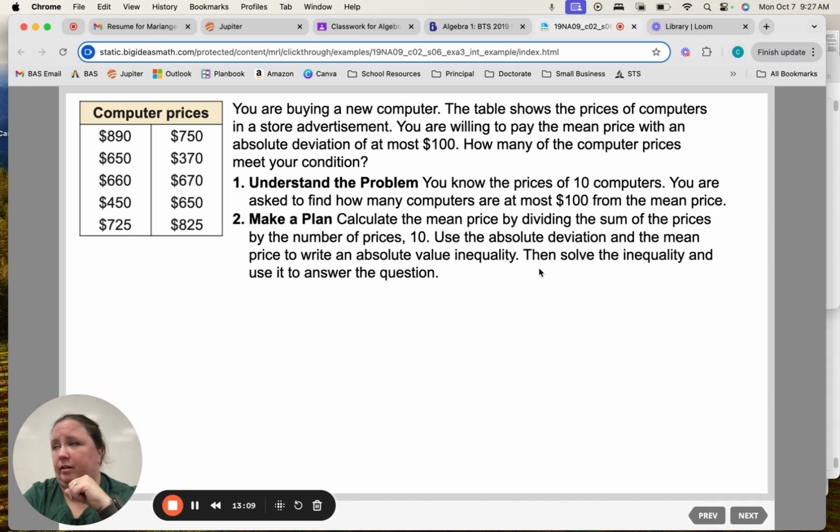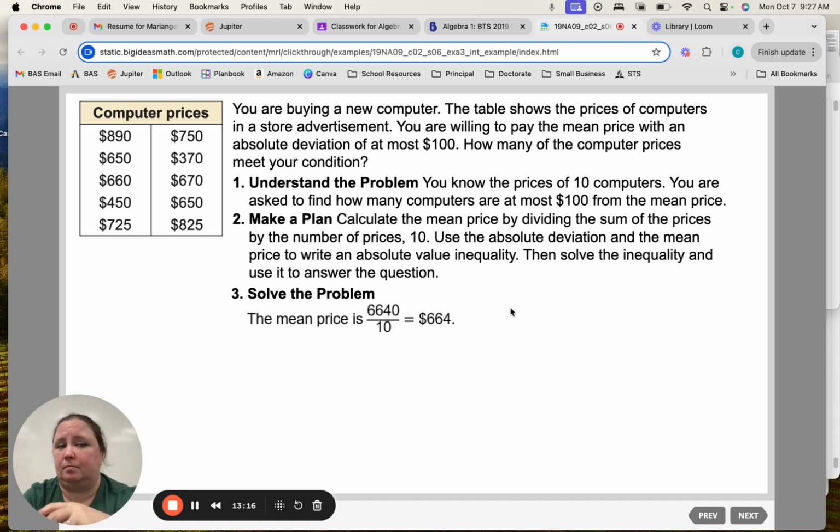So how many computers are there? 10. So we're going to calculate the mean price by adding them up. So all 10 of those added up would be how much? 6,640. And we're dividing by 10, and you get what? 664. So the mean price of the 10 computers is $664.